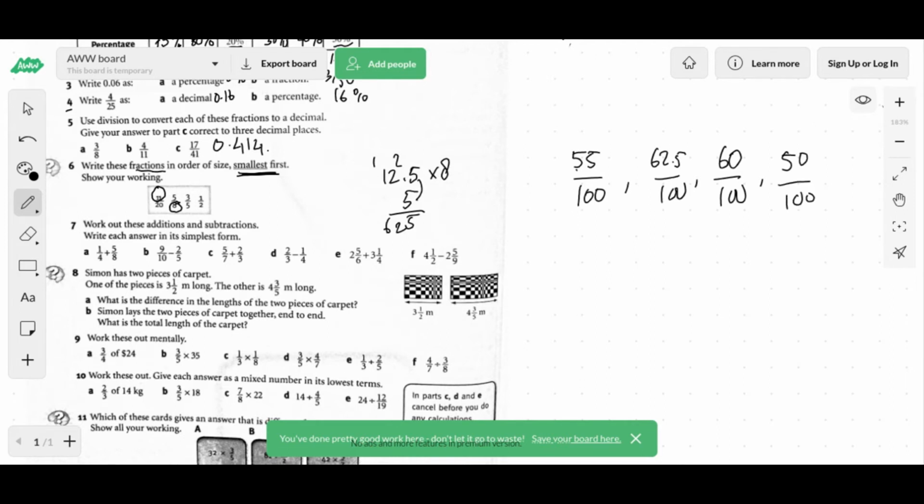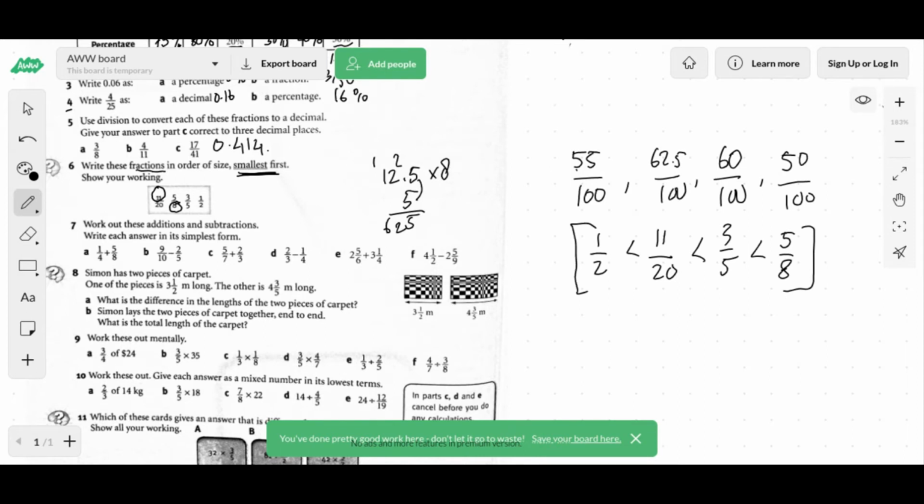So which one is the smallest? 50/100, 1/2. And then 11/20. And then 3/5. And the last one is 5/8. So this is the order from the smallest to the largest one.